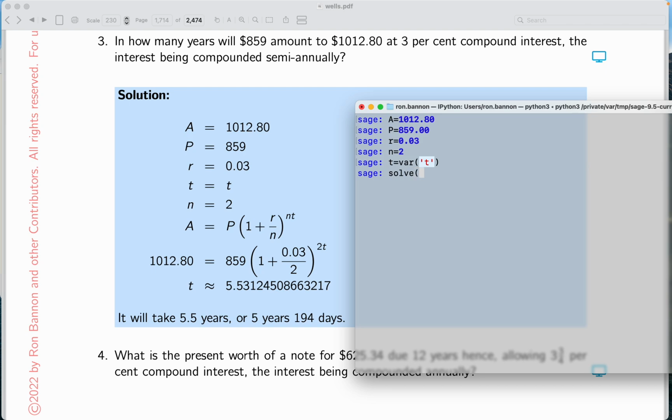The equation I'm going to solve is A. Remember, an equation has a double equal sign in it. P star 1 plus R divided by N, and that's going to be raised to the NT, N star T. And what are we solving for? The variable T.